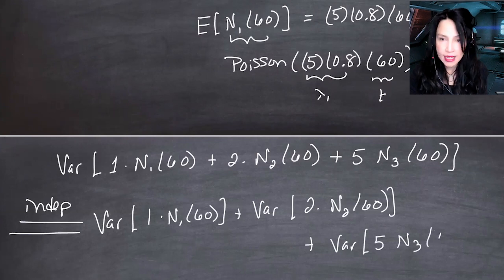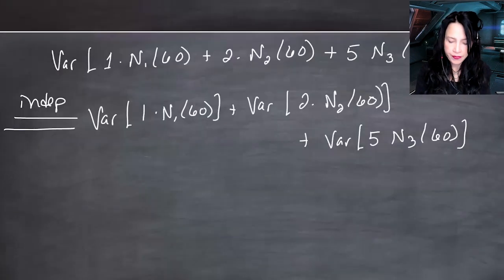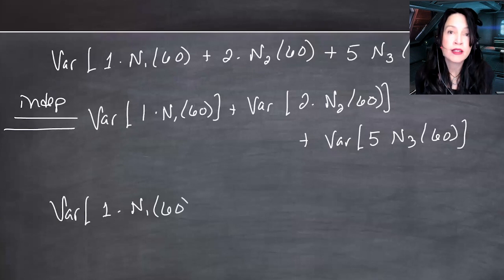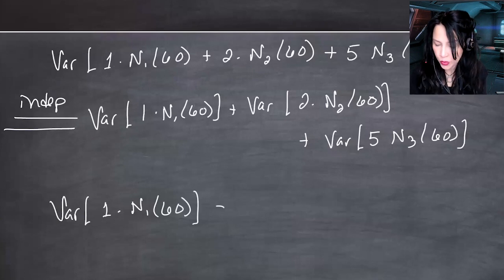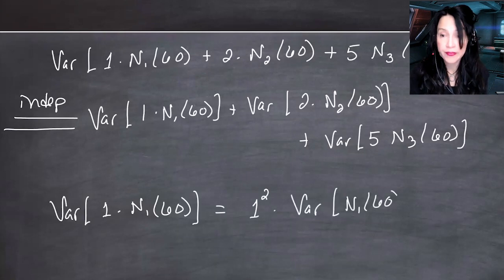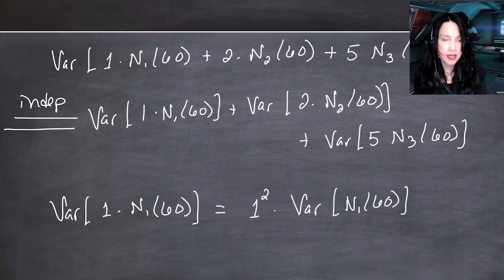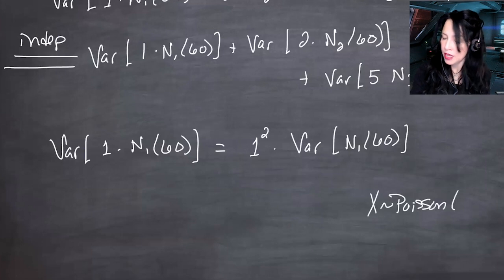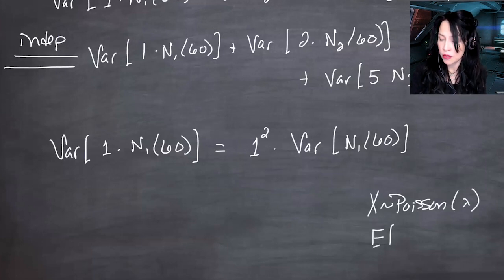And so I'm going to stick with the first term. It might be hard to see what's going on here because there's a 1, but when you pull constants out of variances, they come out squared. So this would be 1 squared times the variance of N1(60). And if you have a Poisson random variable with some parameter lambda, the mean and variance are both lambda.